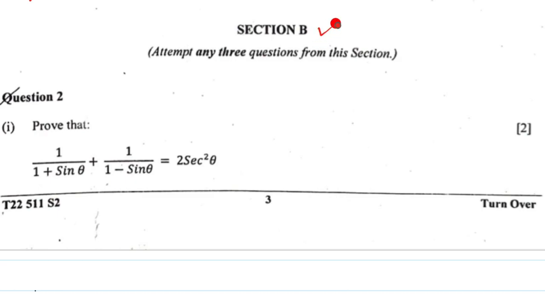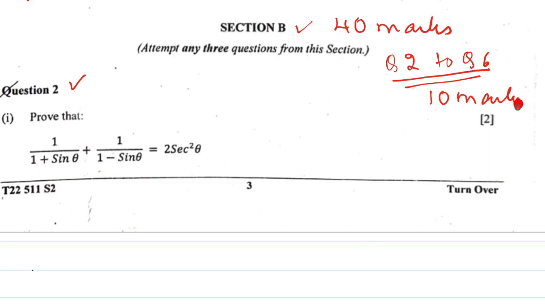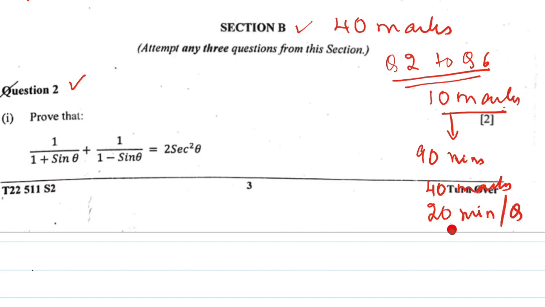So here we are, that is section B. You know that section B is going to be of 40 marks and you will have from question 2 to question 6 to be selected from. Each one of these questions is going to be for 10 marks each. And if you look at the time management, we have 90 minutes for 40 marks. So we will have to plan 20 minutes per question.